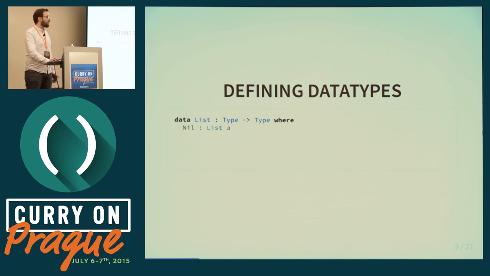We give it constructors. So we give it an empty list constructor, which is called nil in deference to the wonderful tradition. And here we're saying that no matter what A is, nil is a list of A. So we can have a nil which is a list of ints, or a nil which is a list of strings. We can also define the other constructor.